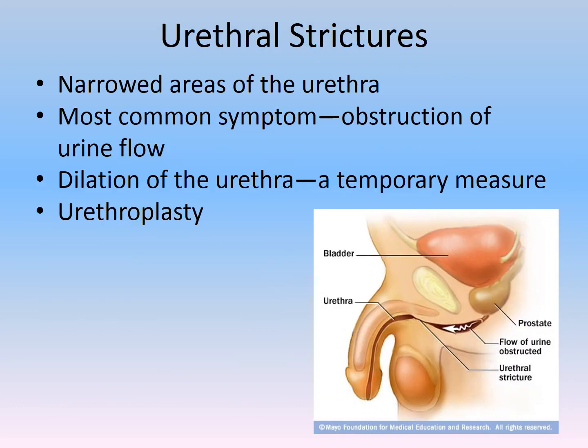Urethral strictures. These are narrowed areas of the urethra, usually due to scarring, infection, catheters, pelvic fractures, trauma. Men more than women tend to develop urethral strictures, and the most common symptom of this is obstruction of urine flow. Surgical treatment by urethroplasty is the best chance of long-term cure. Dilation is where they go in and actually dilate the urethra, and this is usually a temporary measure, unfortunately.